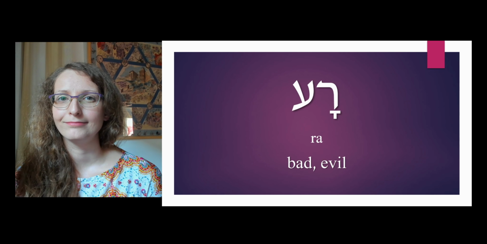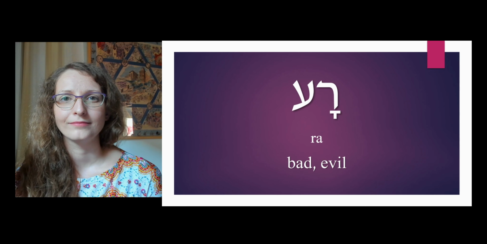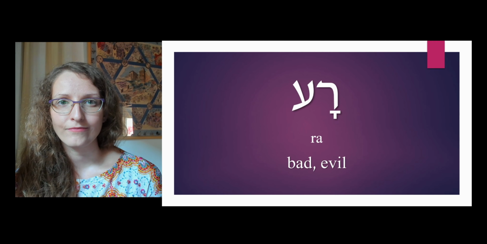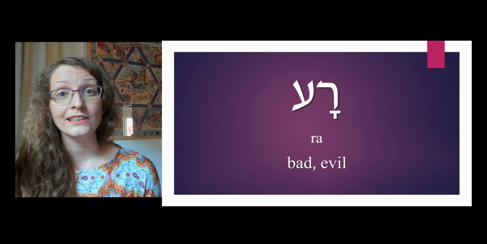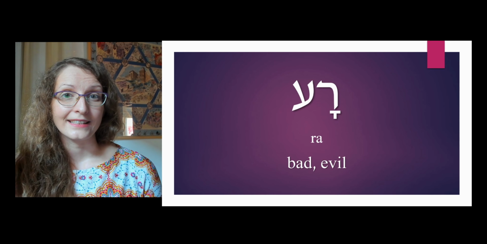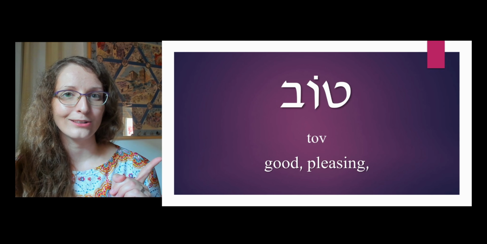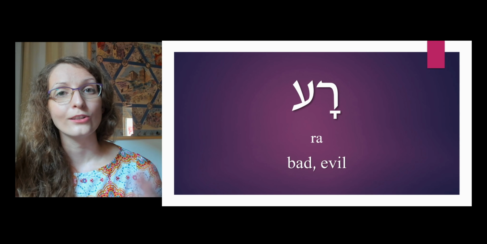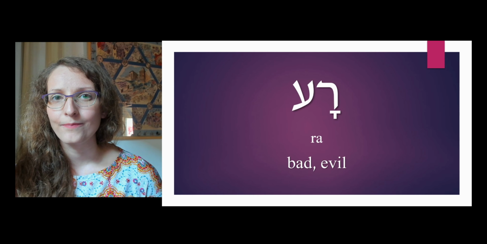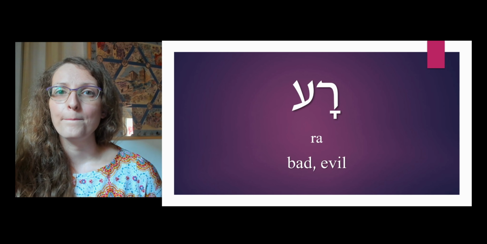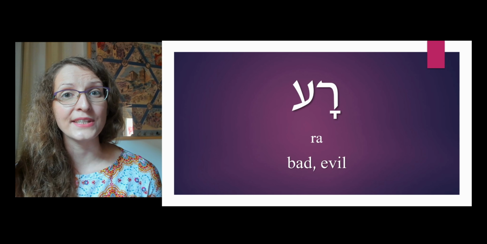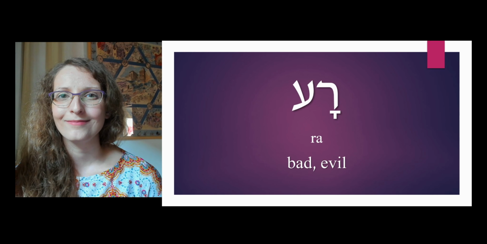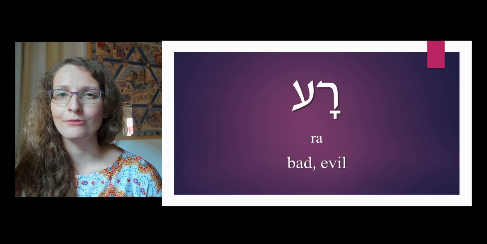Ra. Ra means bad or evil. So today we learned two opposites. We learned Tov and we learned Ra. Tov, Ra. Good, bad. Pleasing or evil. Tov, Ra. Try to repeat them and you will remember them.